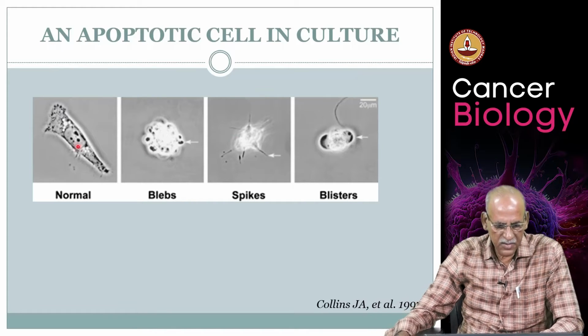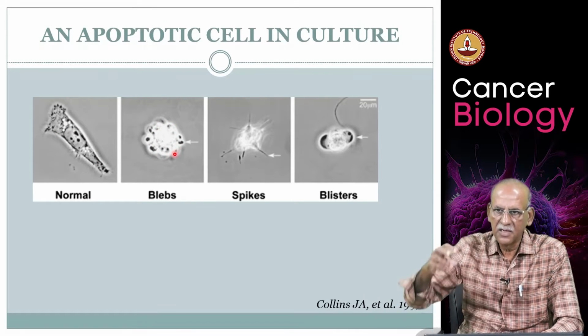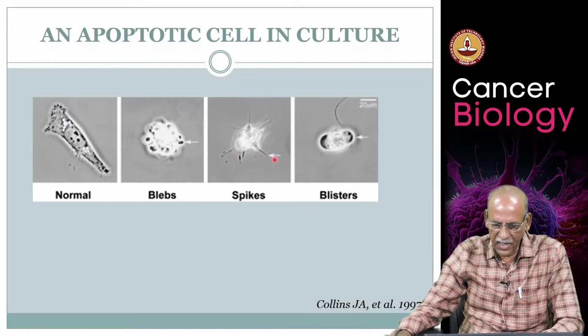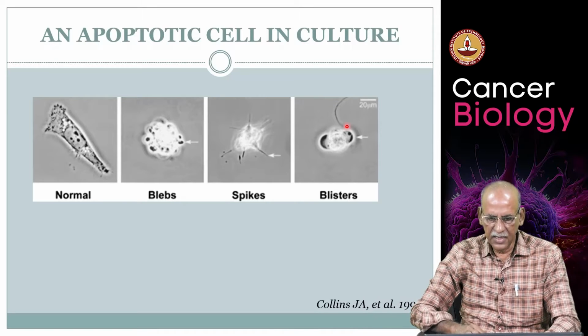So, the normal cells look like this flattened structure. You see the apoptotic cells, they develop certain blebs, certain bulgings, and then some of them develop spike-like structures, and finally, you also see some blisters on the cells. These are some typical features that you find for apoptotic cells in culture.